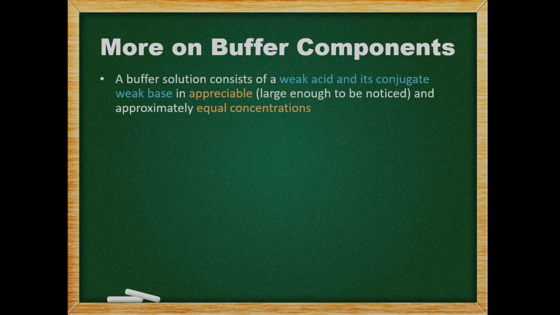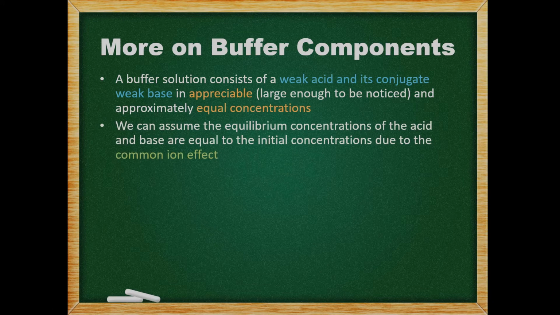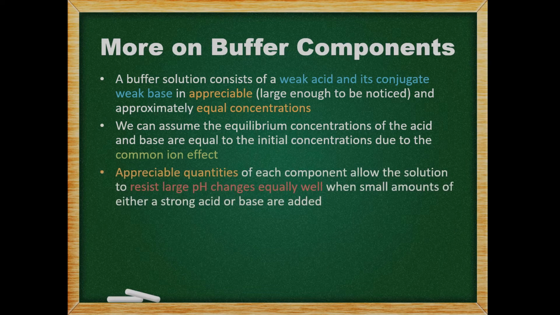A buffer solution normally consists of a weak acid and its conjugate weak base in appreciable and approximately equal concentrations. We assume the equilibrium acid and base concentrations are equal to the initial concentrations due to the common ion effect. Appreciable quantities of each component allow the solution to resist large pH changes equally well when small amounts of either a strong acid or base are added.